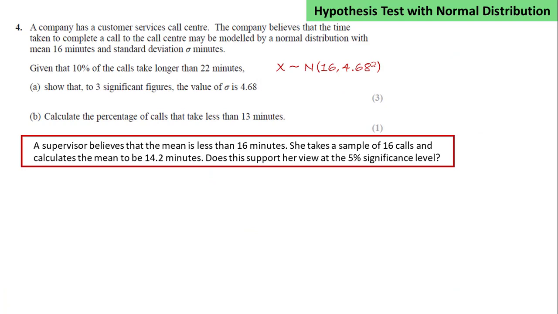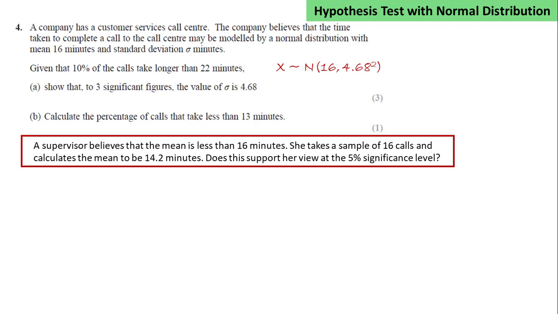Let's look at another variant. Here we have the same distribution, X tilde N(16, 4.68 squared), so it's a normally distributed variable, mean 16 and standard deviation 4.68. But now the evidence that the supervisor has is based on a sample of 16 calls, and from that sample of calls, he calculates the mean to be 14.2, and we want to know whether that supports her view that the mean is less than 16 minutes at the 5% significance level.